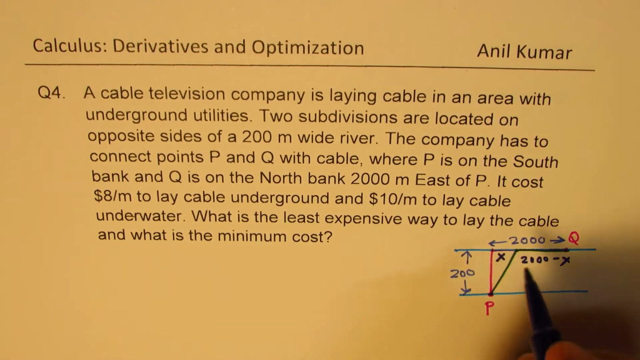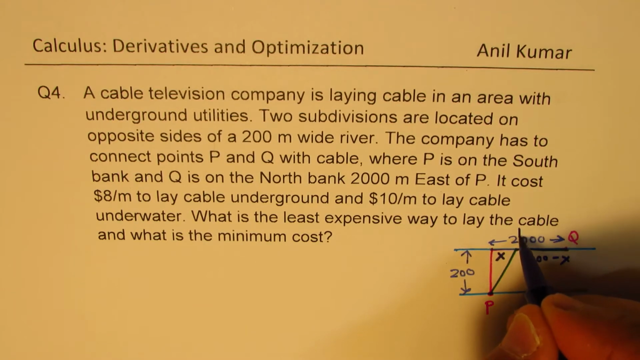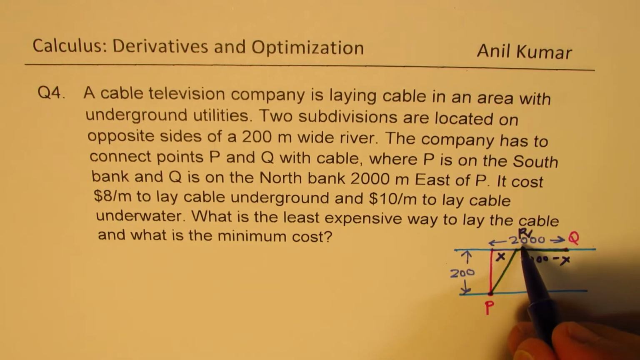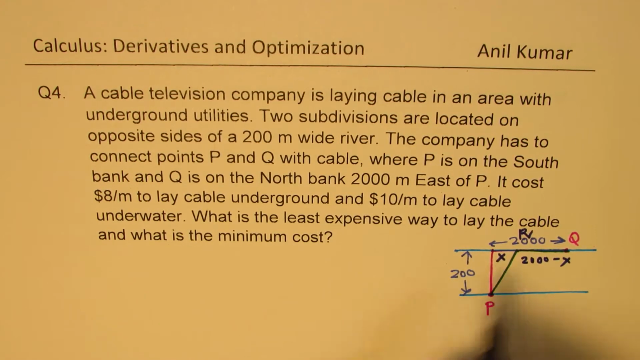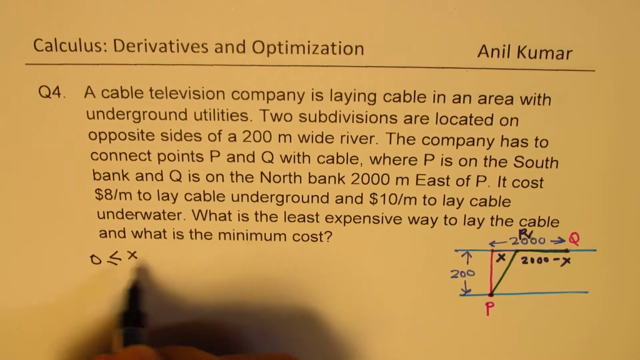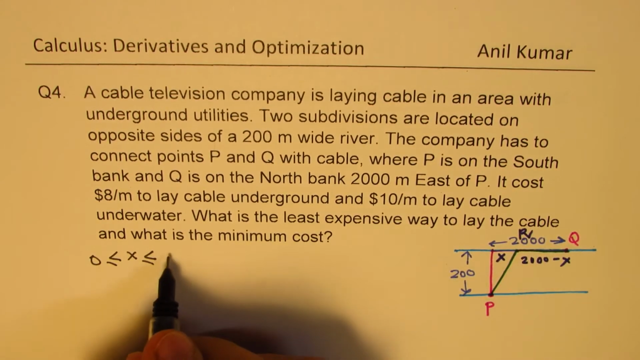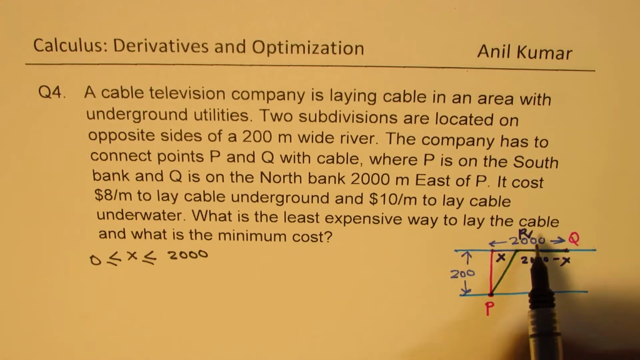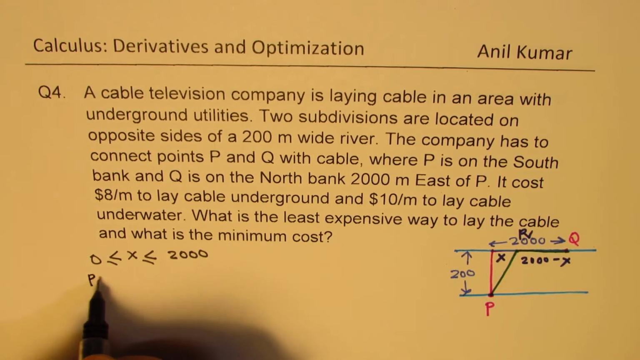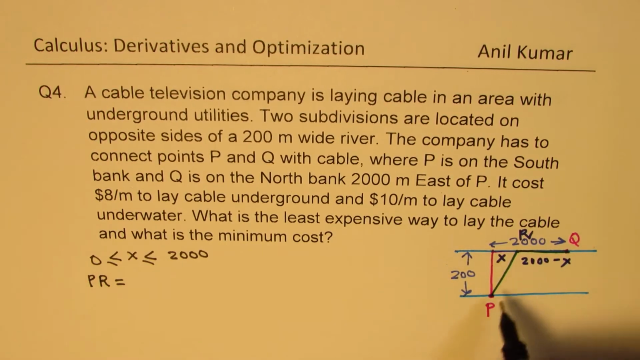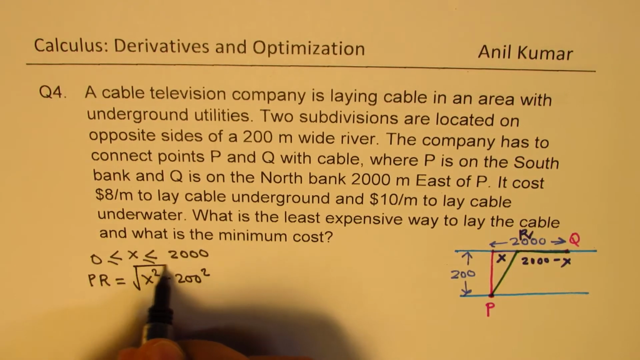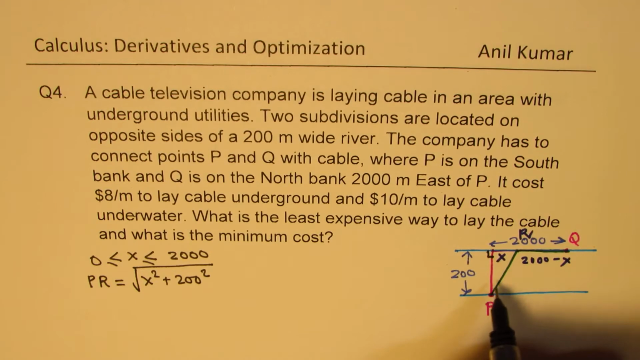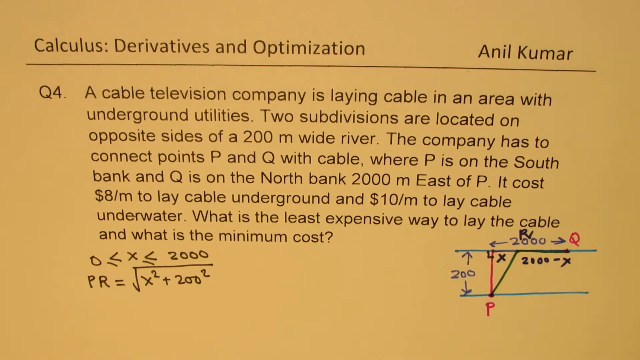Now, the underwater distance, we'll call this point R. So we have to find what PR is, right? Here X could be anywhere from 0 to 2000, correct? So the underwater distance PR will be equal to the square root of x squared plus 200 squared, since this is a right angle, correct? So that is that distance.